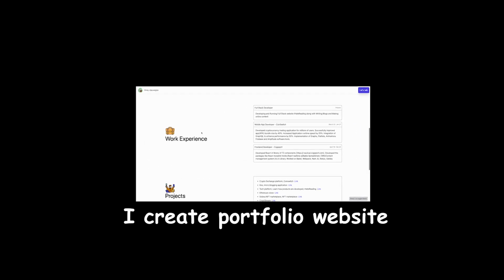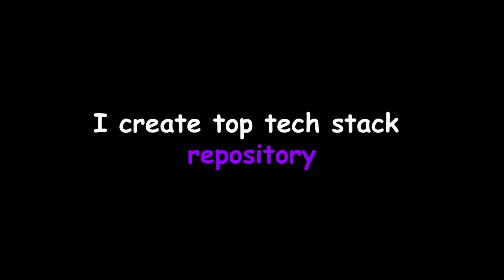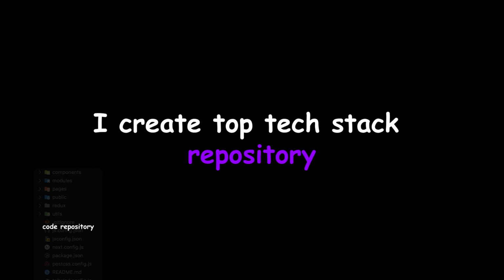Hello developers. I created this portfolio website using one JSON file. Yeah, that is correct. And here are the steps for how I did it. Number one, I created the tech stack using Next.js, React and Tailwind CSS. I install them using Yarn or NPM, whatever you like.